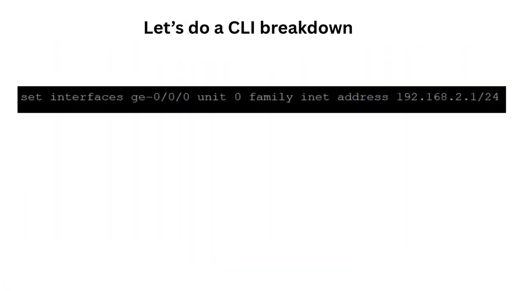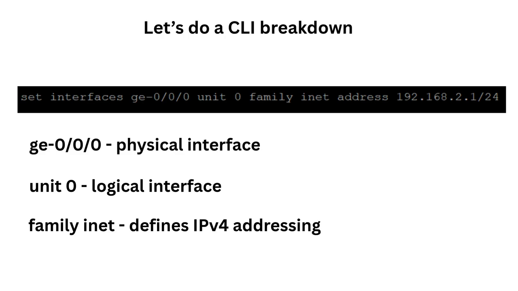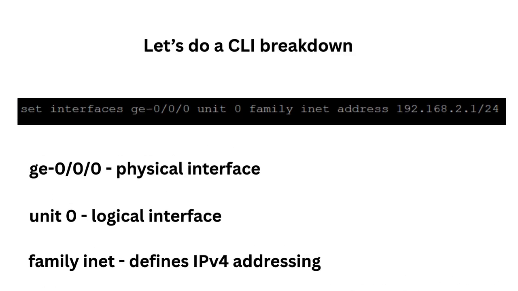Now let's do a brief CLI breakdown of the interfaces command. We have set interfaces, configuring interface ge-0/0/0. Then we have the logical unit. This can be any number, but for simplicity, we will keep it at 0. Followed by family inet, which allows you to define the IP address as IPv4. Then we enter address and the IP address with CIDR notation.